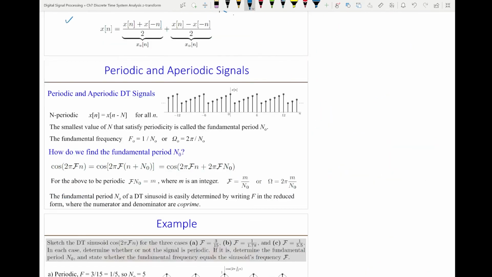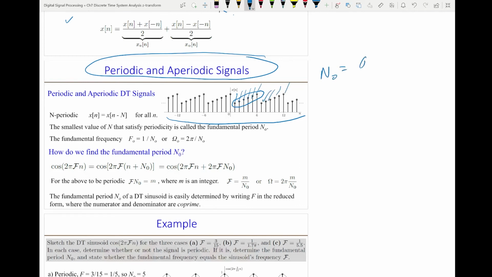Okay. The next one is periodic and aperiodic signal. Aperiodic is a non-periodic signal. A signal that looks like this looks like a periodic signal. And if I want to find the fundamental period, I can just count the number of samples here. So I have 1, 2, 3, 4, 5, 6. Then it repeats itself again. And if I want to find the fundamental frequency, F0 is 1 over N0. So that is 1 cycle per 6 samples. So every 6 samples, I get another cycle and so forth.